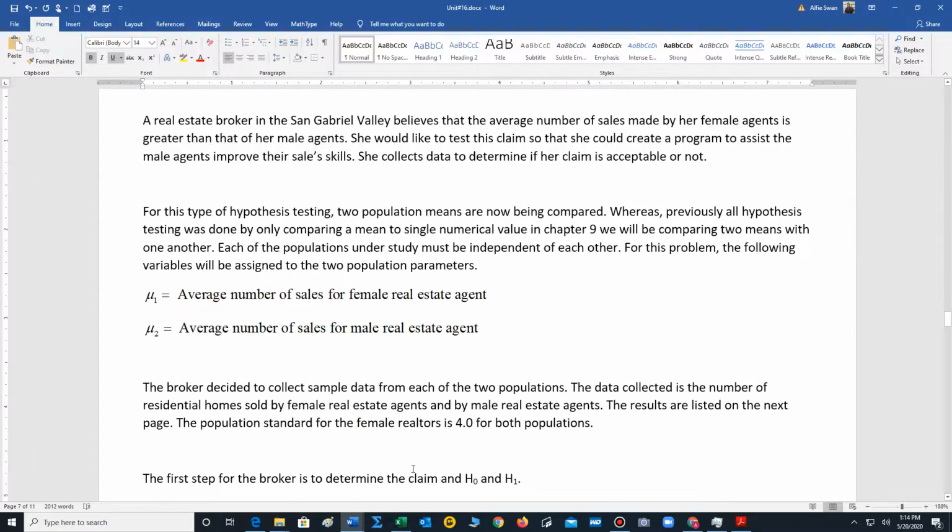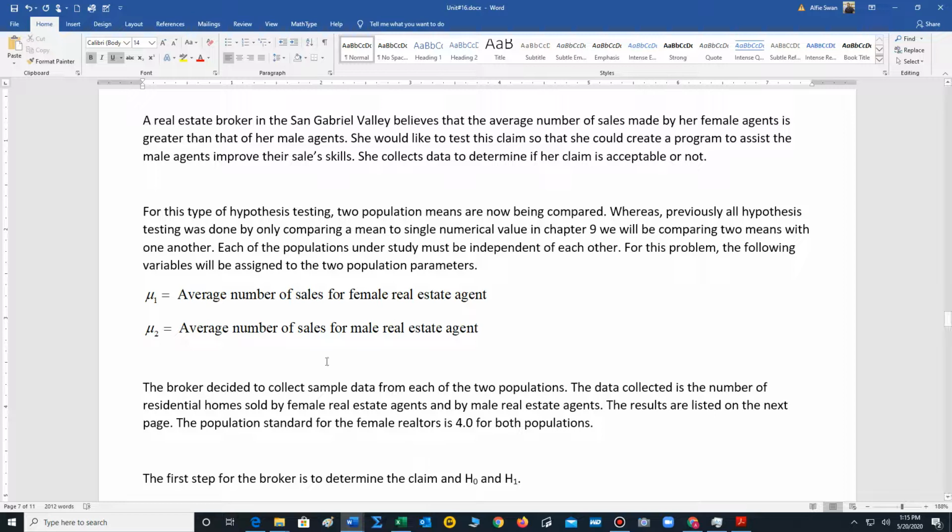For this type of problem, we are comparing two population means, whereas previously all hypothesis testing was done by comparing a mean to a single numerical value. In making these comparisons, we have to ensure that the populations are independent of each other, meaning they have no values in common.